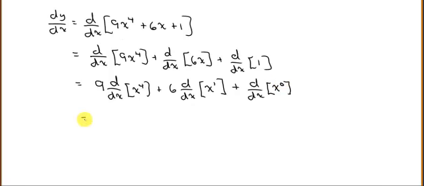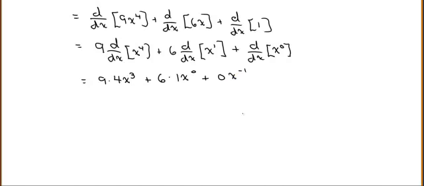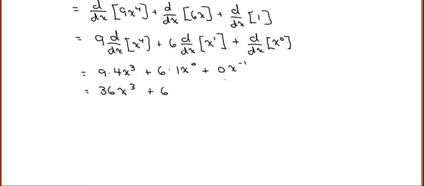So we'll have 9 times the derivative of x to the fourth. That would be 9 times 4x to the third using the power rule, plus 6 times 1x to the 0, plus 0 times x to the negative 1. And notice this will be 36, 9 times 4, x to the third, plus 6 times 1, plus 0. So this would be the first derivative.